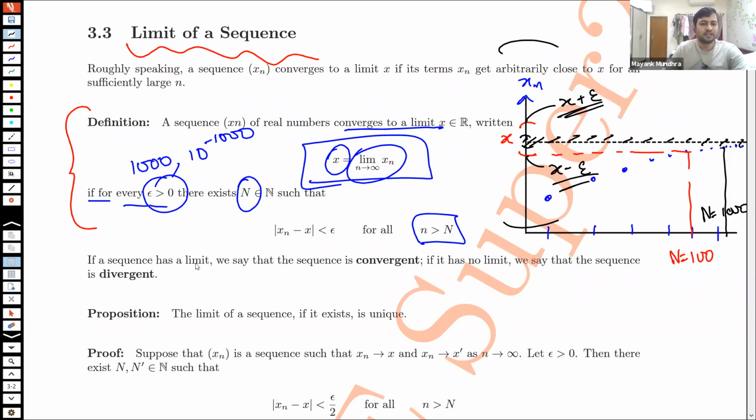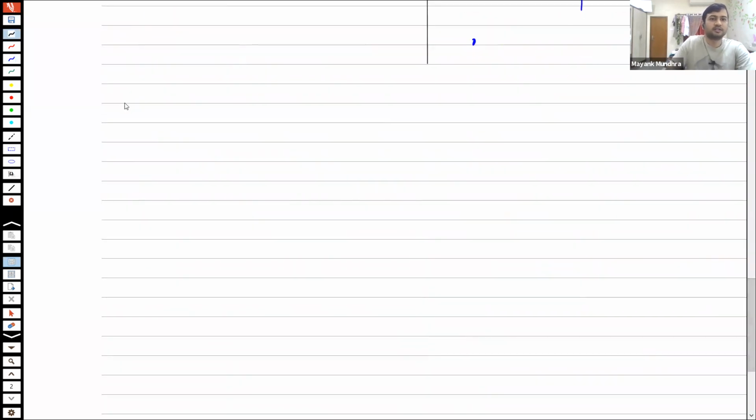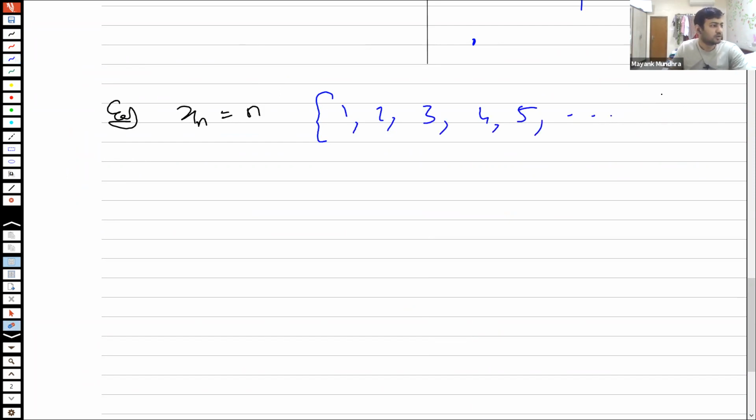Okay. So if the sequence has a limit, we say that it is convergent. If it has no limit, we say that the sequence is divergent. So for example, consider the sequence xn equals n, which is basically going to be 1, 2, 3, 4, 5, and so on. So my question to Vinay: what would be the limit of this sequence? Where do you think this sequence is headed at infinity?